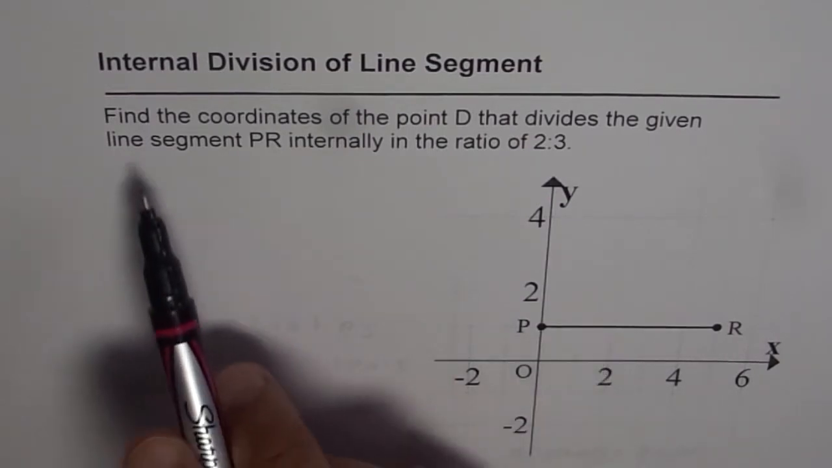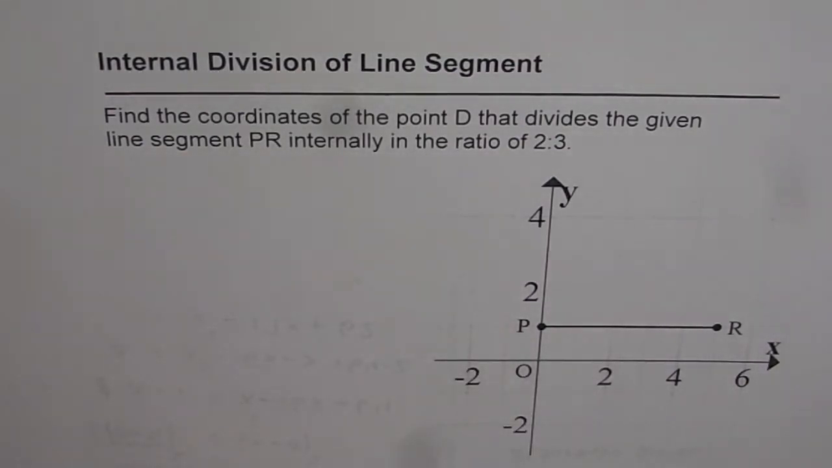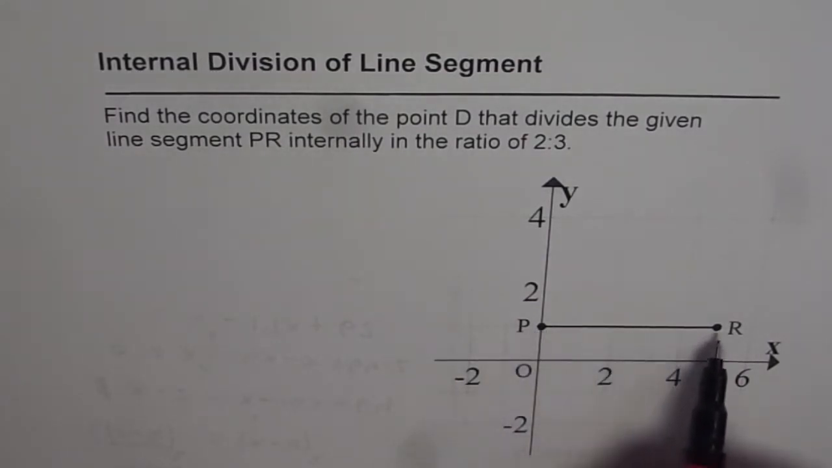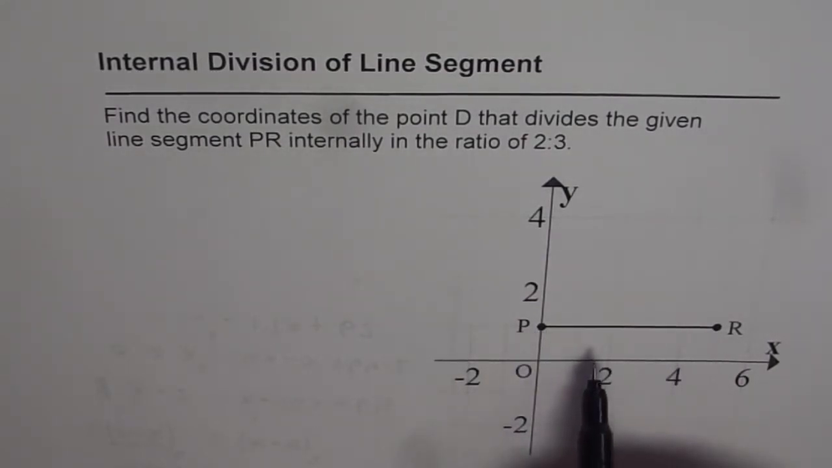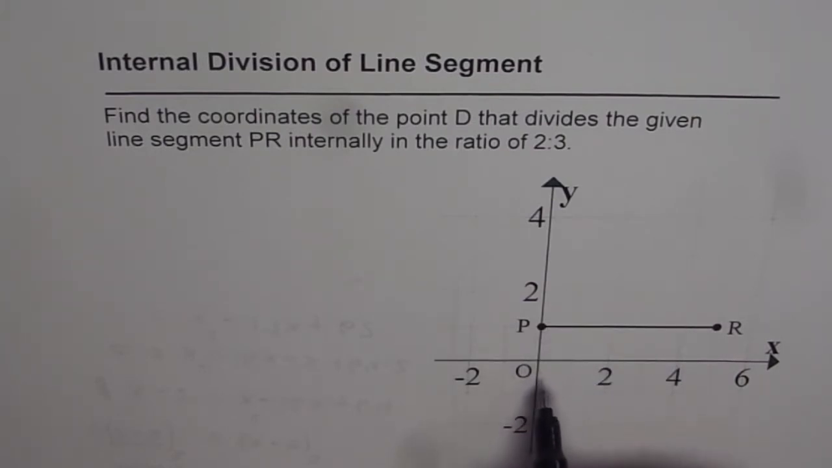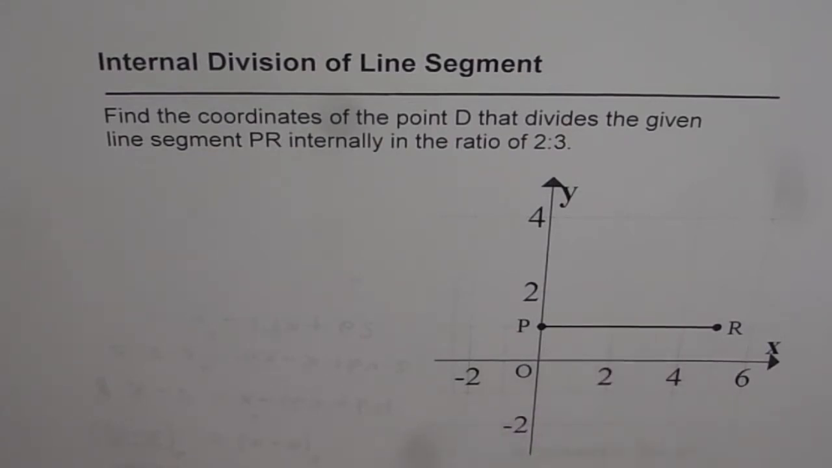It says, find the coordinates of the point D that divides the given line segment PR internally in the ratio of 2:3. What does that mean? It means that we need to find a point D which is in between P and R so that it divides internally, meaning between them, in the ratio of 2:3. So somewhere in between we have to place a point D so that the line segment gets divided into two portions whose ratio is 2:3. So that is the question.